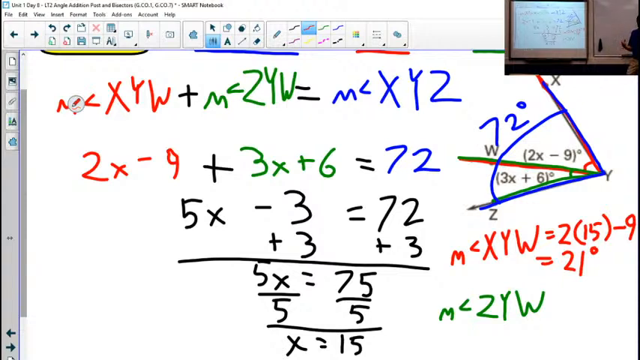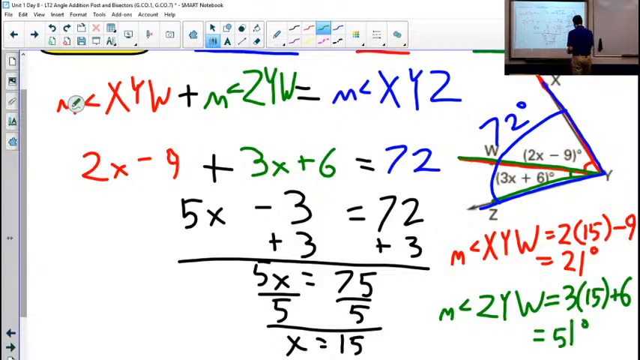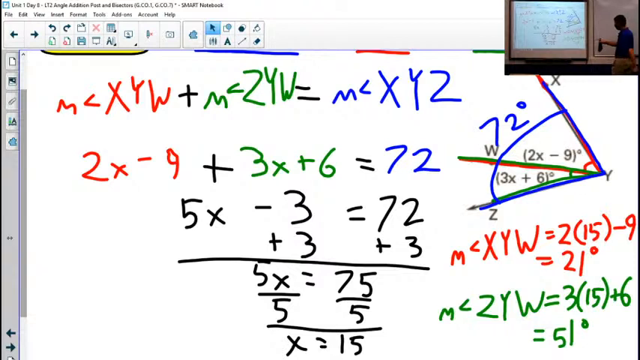We label angles in degrees. For ZYW, it's the 3x plus 6. So the 3x plus 6, plug in 15. 3 times 15 plus 6. And then we have 3 times 15 is 45, and 6 is going to be 51 degrees. And, moment of truth, if we did it right, the pieces should add together to get the whole thing. 21 and 51, add them together. Oh, it's 72. We did it right.